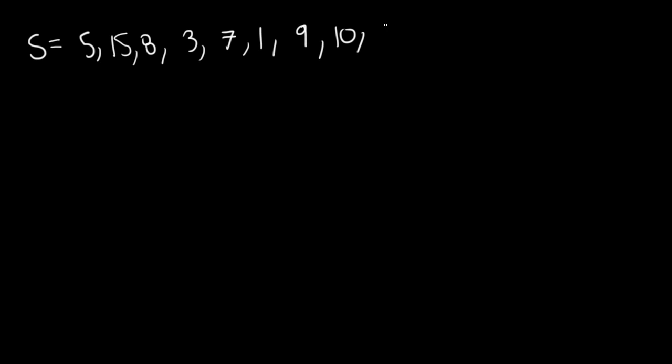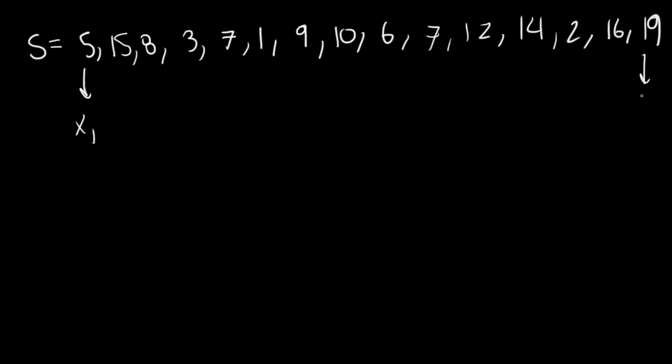So now we're going to look at the proper way to go about solving the median, right? We're going to have a set of values over here. We will have, let's go with 5, 15, 8, 3, 7, 1, 9, 10, 6, 7, 12, 14, 2, 16. I could put one more. We'll go with 19. So this value over here, I guess, is x1, the first value. And we have another value over here. We'll call that x15 because we have 15 values written over here.